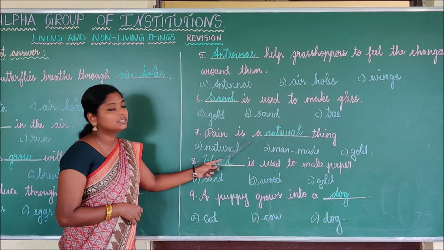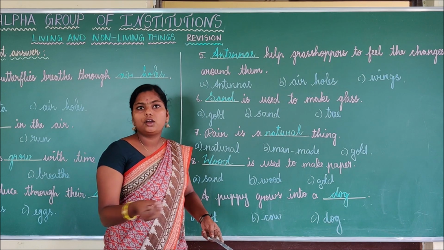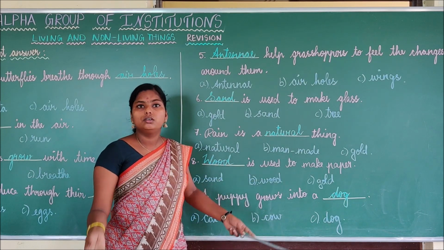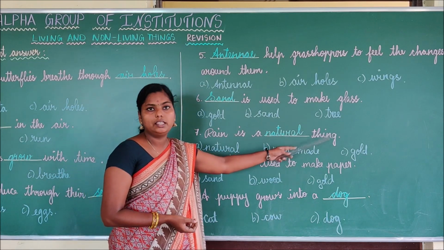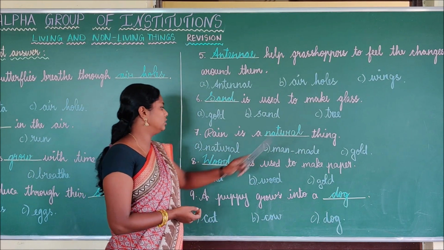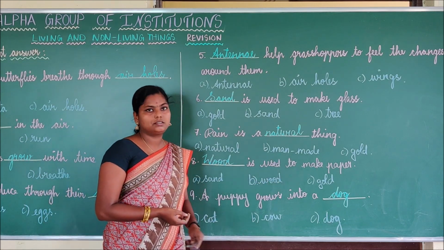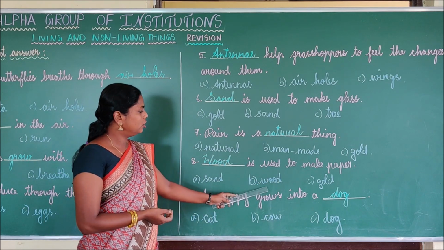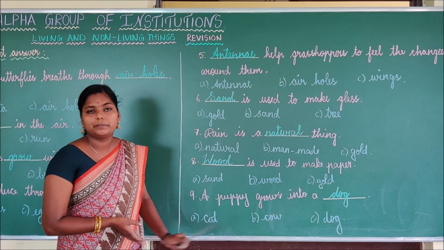So rain is a natural thing. We cannot make rain come. Is it clear? So rain is a natural thing. Eighth one, dash is used to make papers. Sand, wood, gold. Can we make papers through sand?